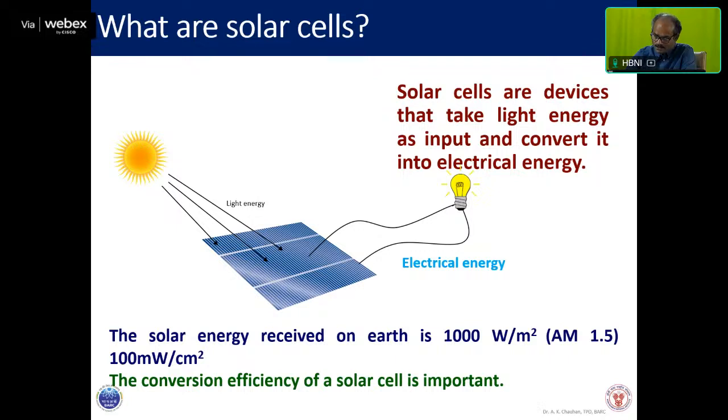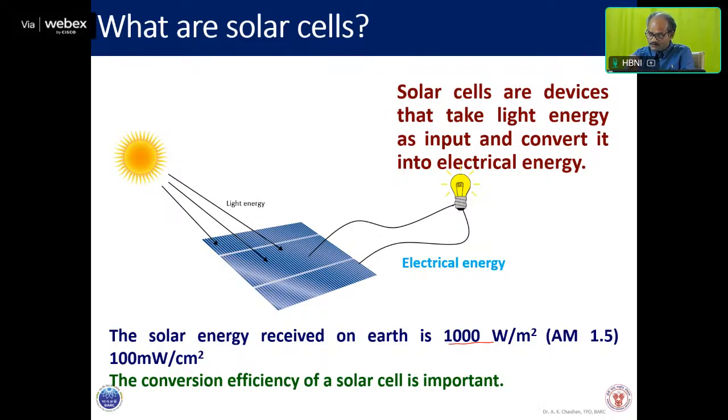So we already know that the intensity received on the earth is 1 kilowatt per meter square. That is AM 1.5 standard. So what does 1 kilowatt mean? In physical meaning, suppose you have a panel which is having 1 meter length and 1 meter width. So the total light falling on that panel will be 1 kilowatt. 1 kilowatt is, you can say, very high power.